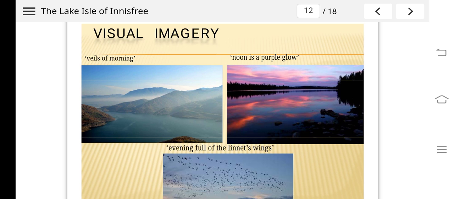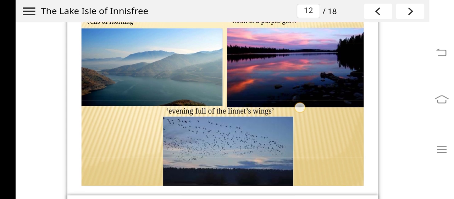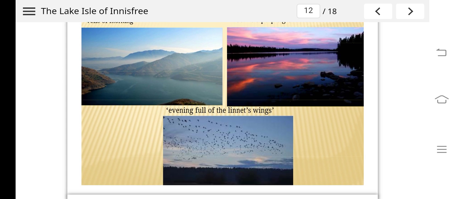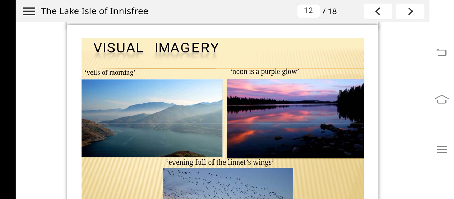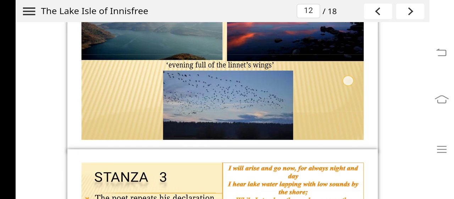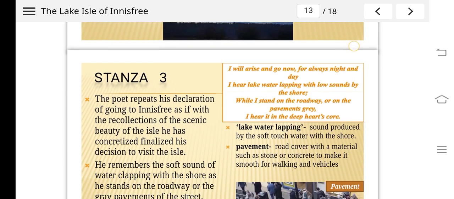Visual images are given. That is called Veils of Morning. You can see here in this first picture and second picture, noon in purple glow, and evening full of the linnet's wings. There are three visual imageries added here in the slides.